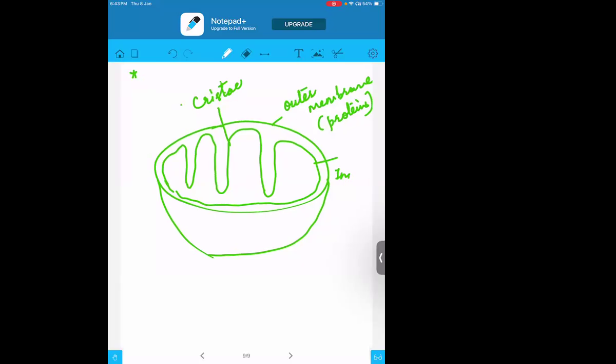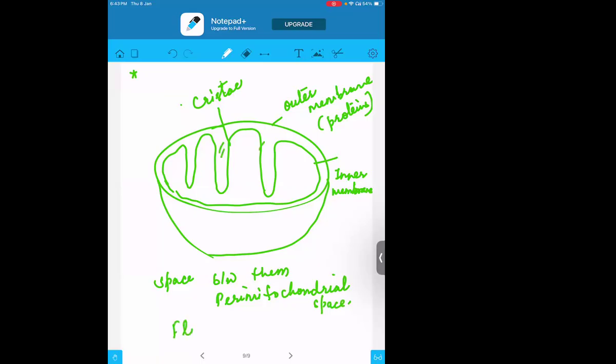Between the outer and the inner membrane, there will be a space which is called the perimitochondrial space. And the fluid which is present here is called the matrix. So outer membrane, inner membrane, the space is perimitochondrial space, and the fluid is called the matrix.